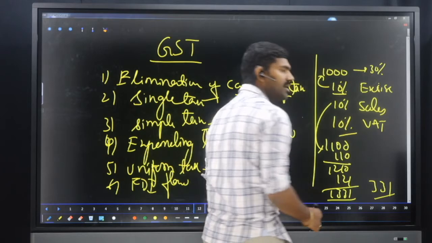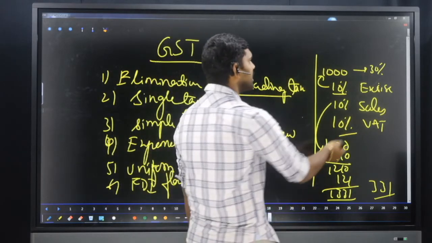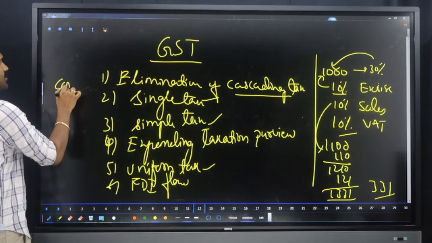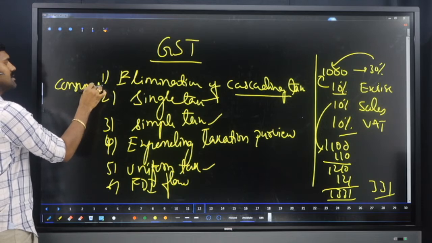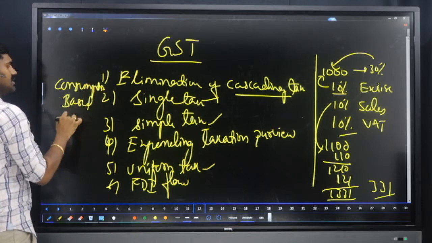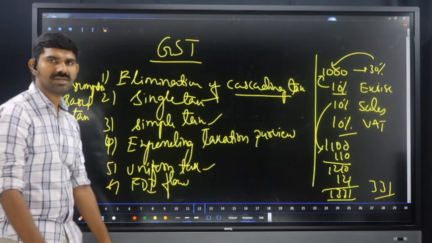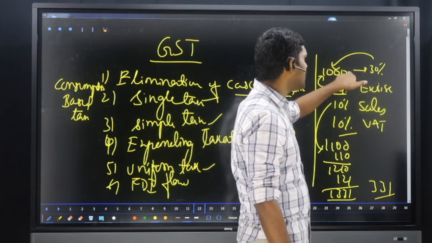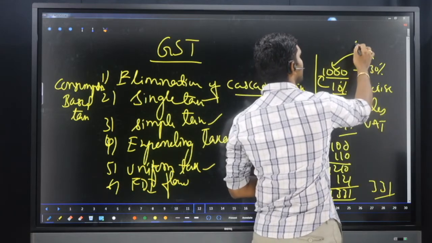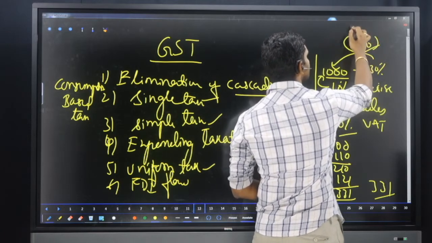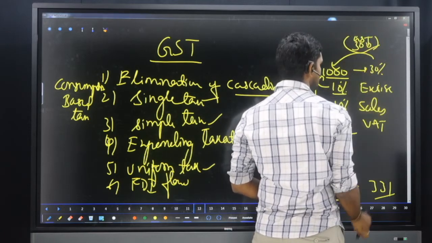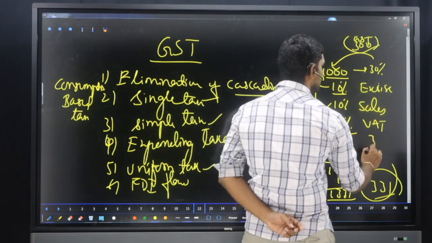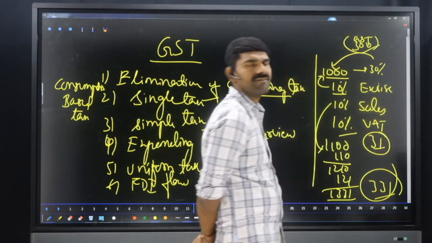Now with GST you pay outright 30%, because GST is also a consumption based tax. That is the reason. If you put 30% on 1000, you pay a tax of 300 rupees in GST. Here, you are paying a tax of 331 rupees. So there is an increase of 31 rupees in tax. This is called the cascading effect.